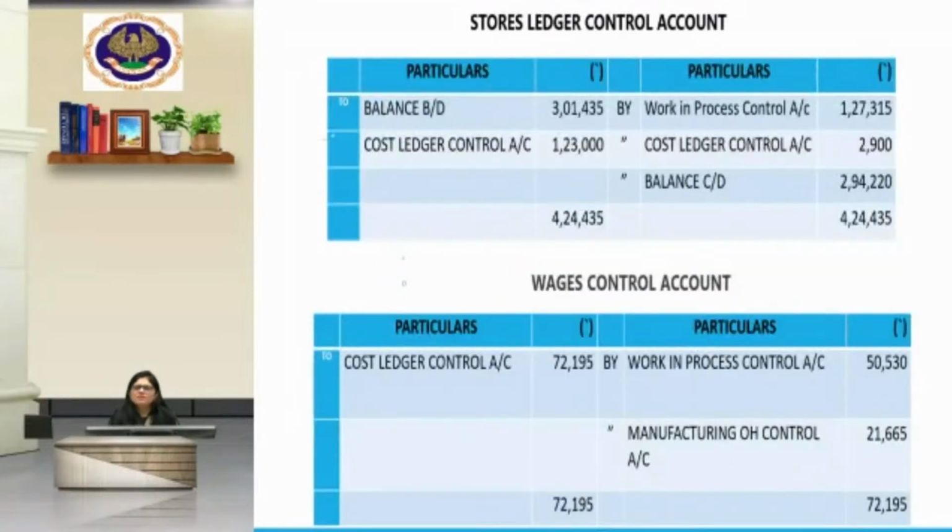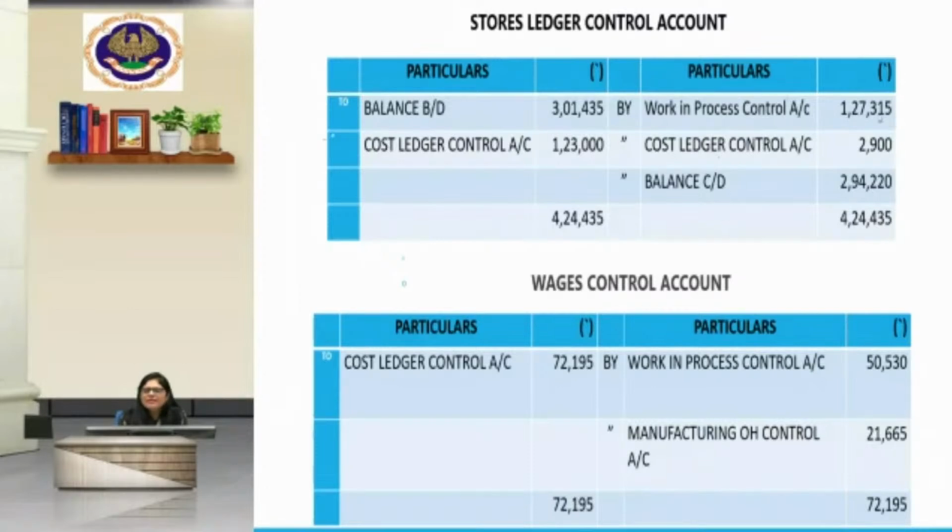Similarly, now stores ledger control account. The opening balance we have got from the question. These were the purchases of material. Stores ledger control account debit to cost ledger control account. So all the receipts of material will come on the debit side. All the issue or return of material will come on the credit side. I'm repeating. All the receipt or purchase of material will come on the debit side. All the issue of material will come on the credit side.